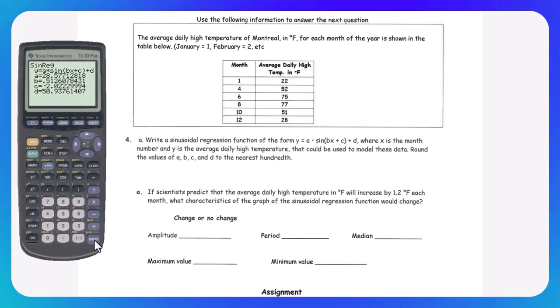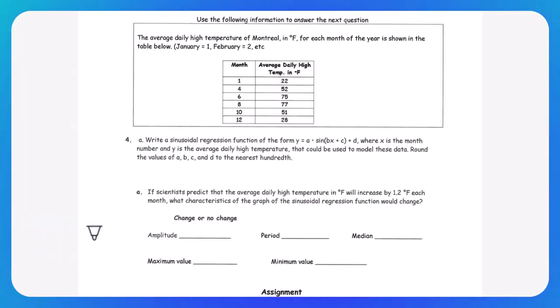We get y equals, let's round everything again to 2 decimal places because it says the nearest hundredth. So that's y equals 28.58 sine 0.51. We're going to stick with M for months. I guess we can really make this equal to temperature as well. So let's say T for temperature. And then we're going to subtract this time. Our C value is negative. And then adding our D value of 50.93.